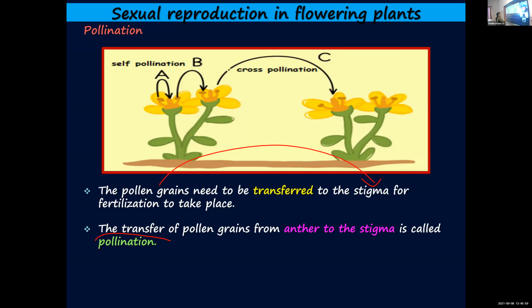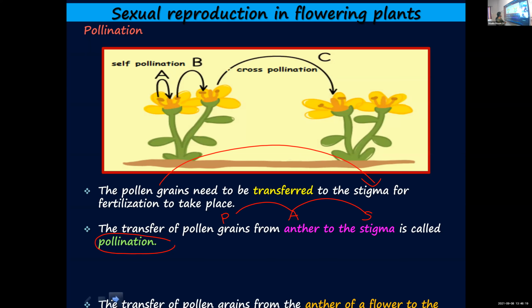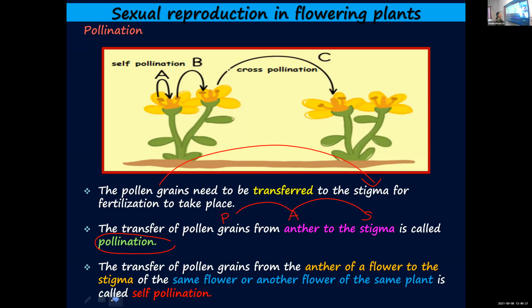So what is pollination? It's a transfer of pollen grains from anther to stigma. I told you to remember PAS. Transfer of pollen grains from anther to stigma is known as pollination. Pollination is of 2 types: self and cross pollination. And first, let's see what is meant by self-pollination.